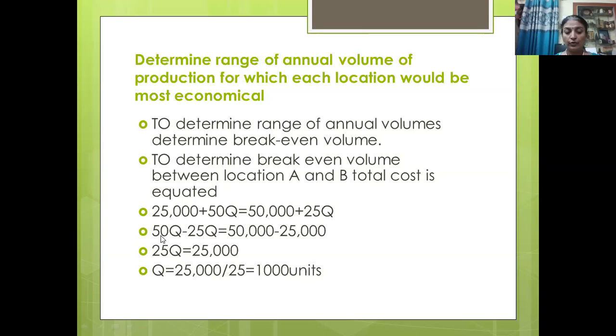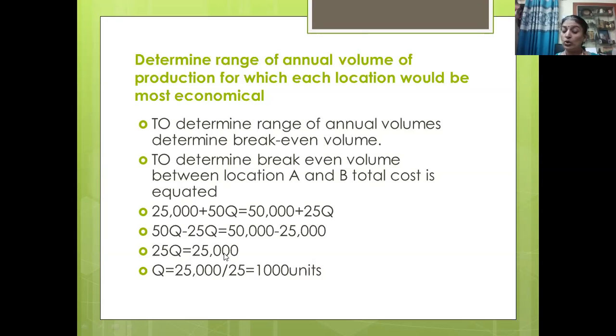So now here it is 50Q, then minus 25Q. It is 20 plus 25Q. Here it becomes minus. And here 50,000 and we should take 25,000 to the other side. 50,000 minus 25,000. Now 50 minus 25 is 25Q. And 50,000 minus 25,000 is 25,000.